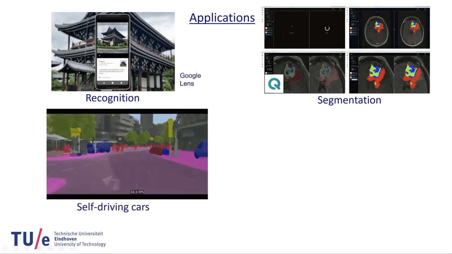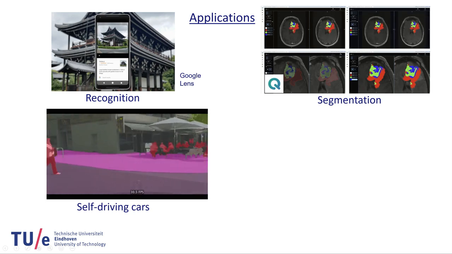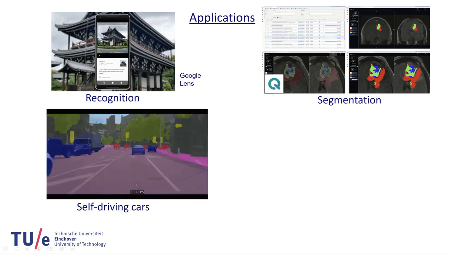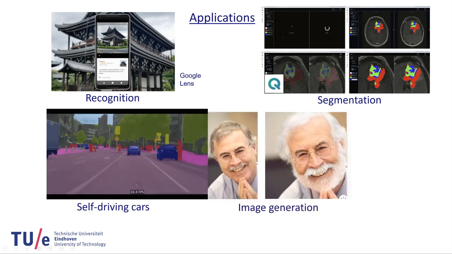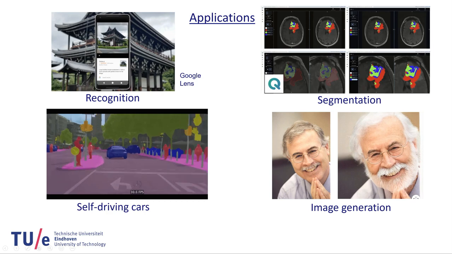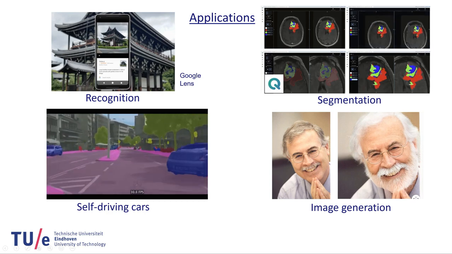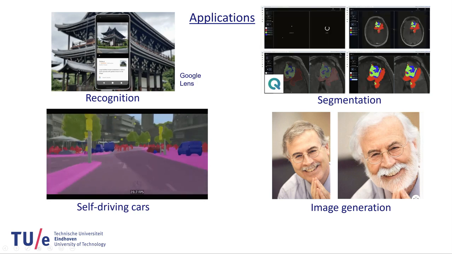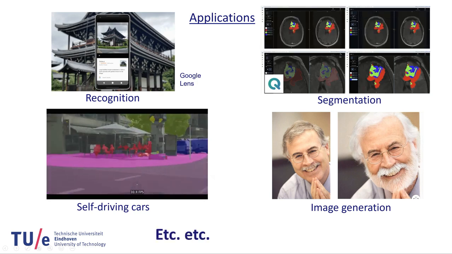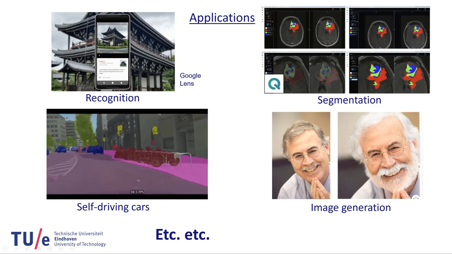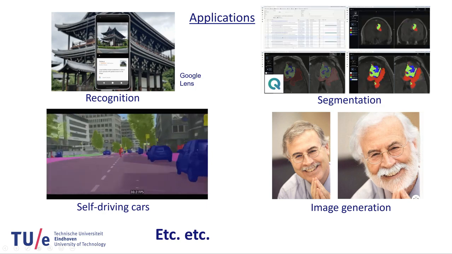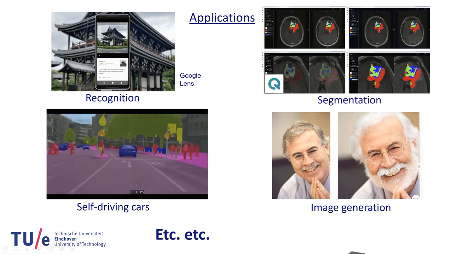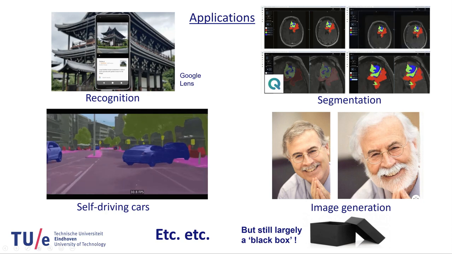Self-driving cars, they have complete real-time vision and recognition. So they see pedestrians, other cars, traffic lights, etc. And of course you can do image generation. It's quite famous too. It's called generative adversarial networks, GANs. And you can make any new image from an old one, etc., etc. There are quite a few of these applications. Actually, every conference now is talking about AI in its work. But it's still largely a black box.